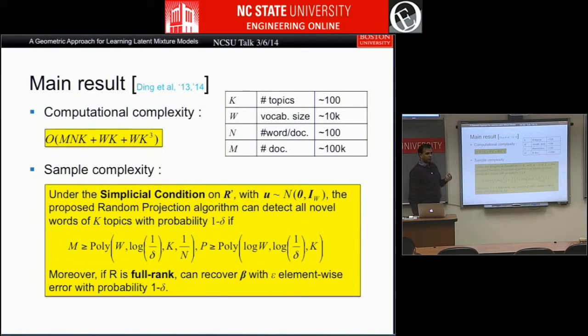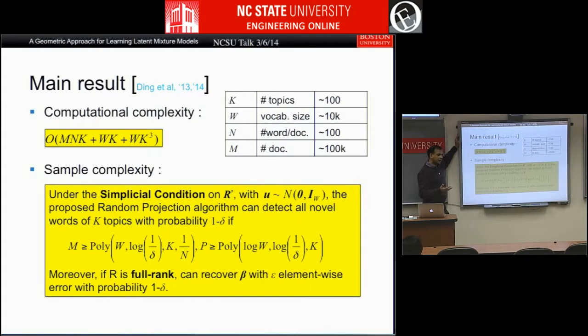So here is the final result. I promised you that I will have a computational guarantee as well as a sample complexity guarantee. So what is our computational guarantee? We say that if you have k topics, n words per document and m different documents, then the computational complexity scales linearly with m, n, and k. And we have w times k cubed here, which scales with the cube of k, and this is possibly our bounding technique. I don't know. We are trying to sort that out.